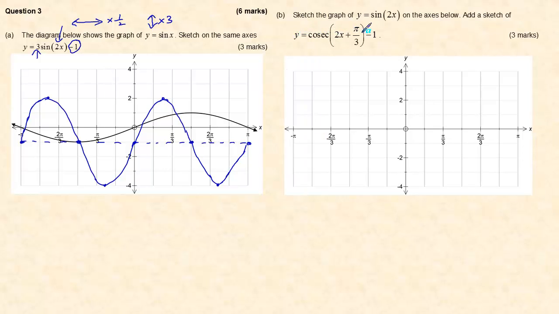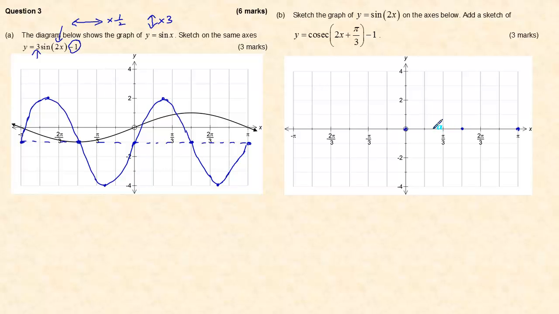Sketch the graph of y equals sine 2x on the axes below. Add a sketch of y equals cosec (2x plus pi by 3), take away 1. Well, sine 2x will be 0 here. It will have a 0 at pi by 2 and another 0 at pi.